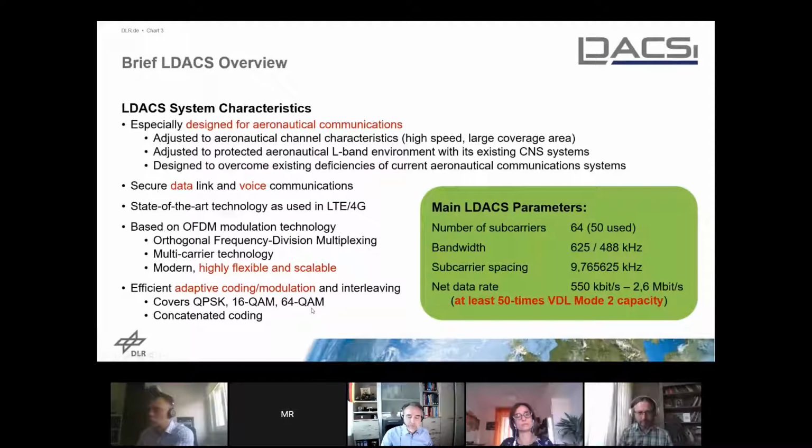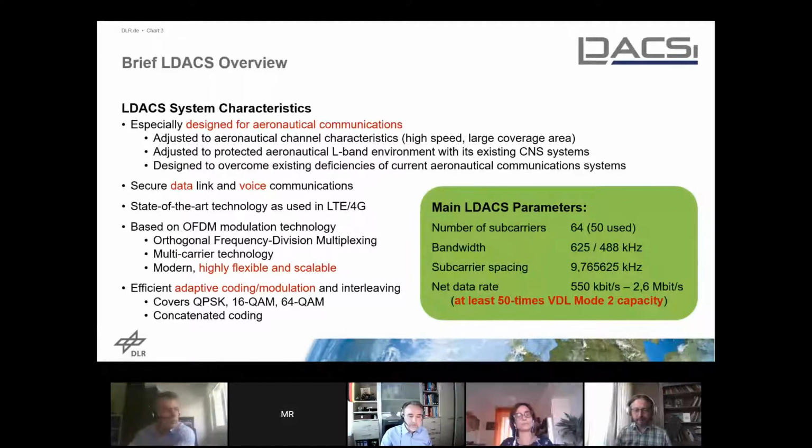So as shown in the green box, there are the main LDACS parameters. We are using 50 subcarriers, and that gives altogether an overall bandwidth of 500 kilohertz for one LDACS channel. Subcarrier spacing is around 10 kilohertz. And with that, we can achieve a net data rate, that is the data rate which is available for the user, of already 550 kilobit per second for QPSK modulation. And this boosts up to 2.6 megabit per second for higher modulation schemes and less strict coding.